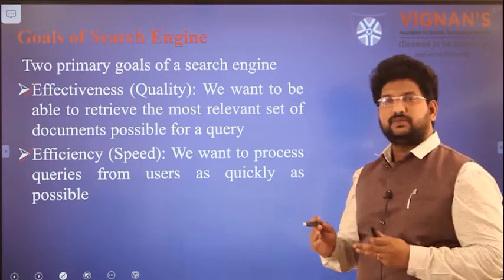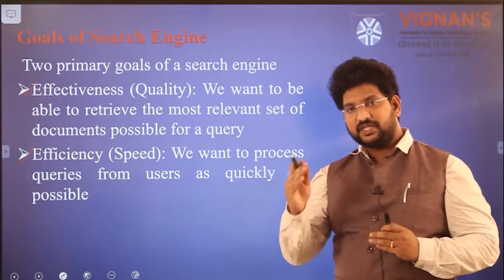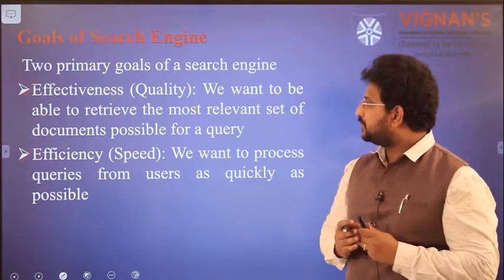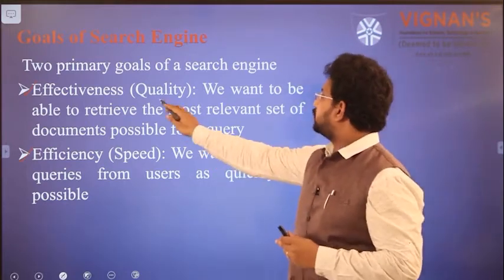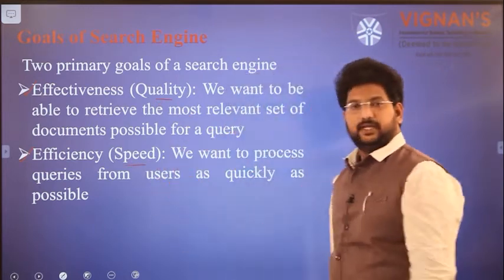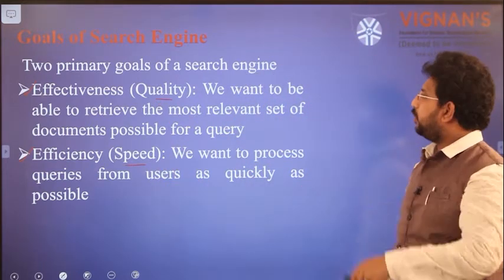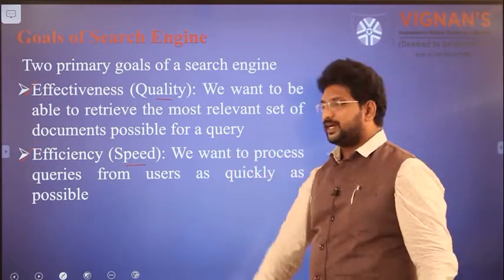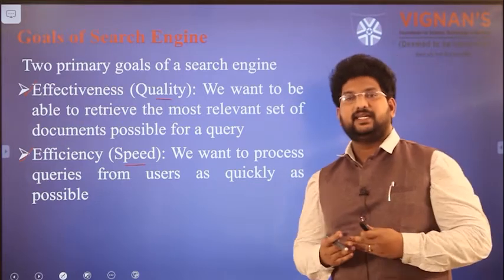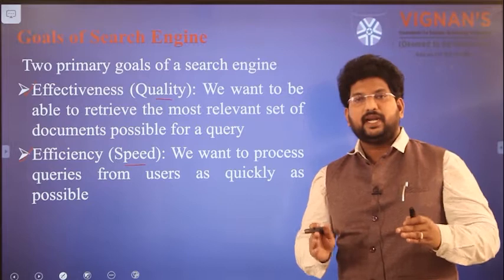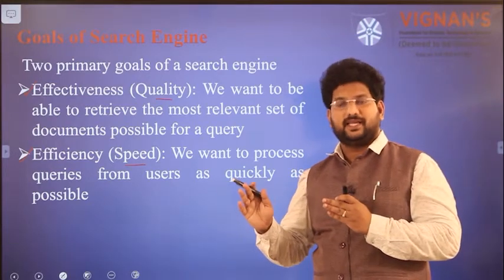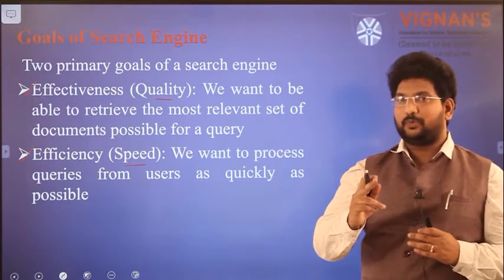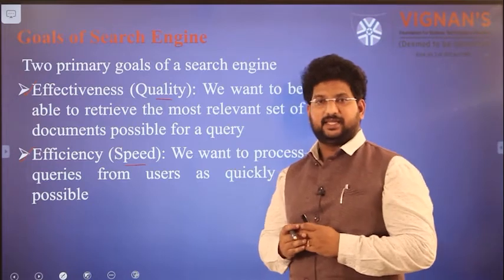Effectiveness always deals with the quality of the information. Efficiency always deals with how quickly you are able to retrieve the information. Effectiveness: quality. Efficiency: speed. Let us elaborate on effectiveness. We want to be able to retrieve the most relevant set of documents possible for a query. Whenever you enter the query, you are able to retrieve the most possible answers for that query. In a qualitative way, this indicates the effectiveness.